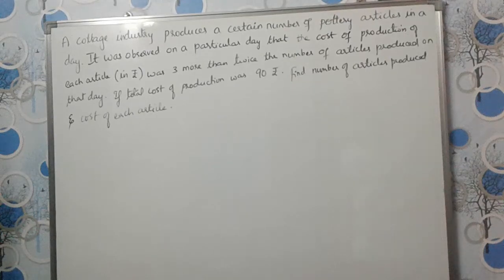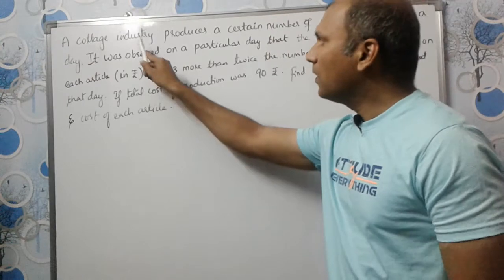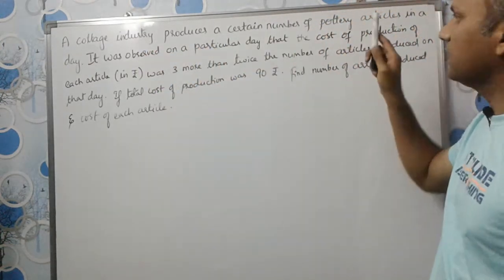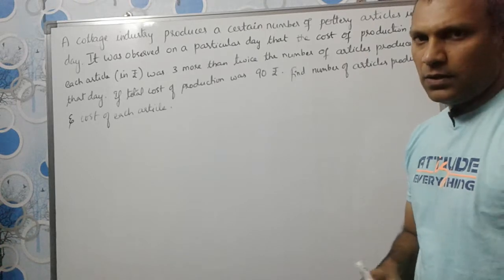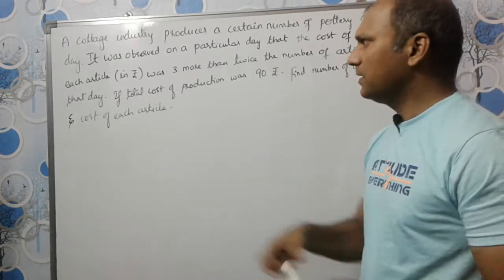Hello students, in this video we are going to solve this problem from quadratic equations. A cottage industry produces a certain number of pottery articles in a day. Okay, an industry is producing some articles like pots or diyas, right?